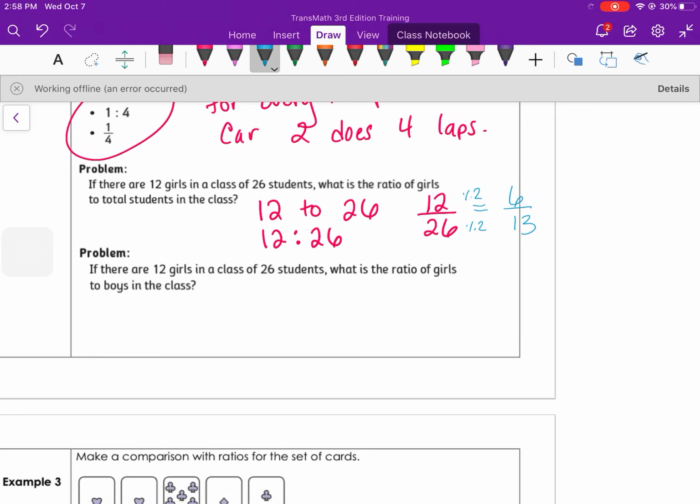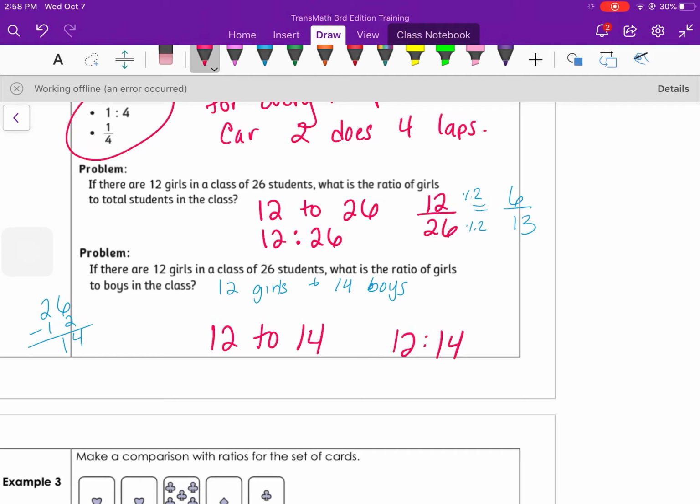If there are 12 girls in the class of 26, what is the ratio of girls to boys? Since it's girls to boys, this is a part to part relationship because girls are part of the class and boys are part of the class, and the whole is all of the students. So if there are 26 students and 12 of them are girls, 26 minus 12 means that there are 14 boys. So 12 girls and 14 boys, the ratio of girls to boys in the class would be 12 to 14, or 12 colon 14.